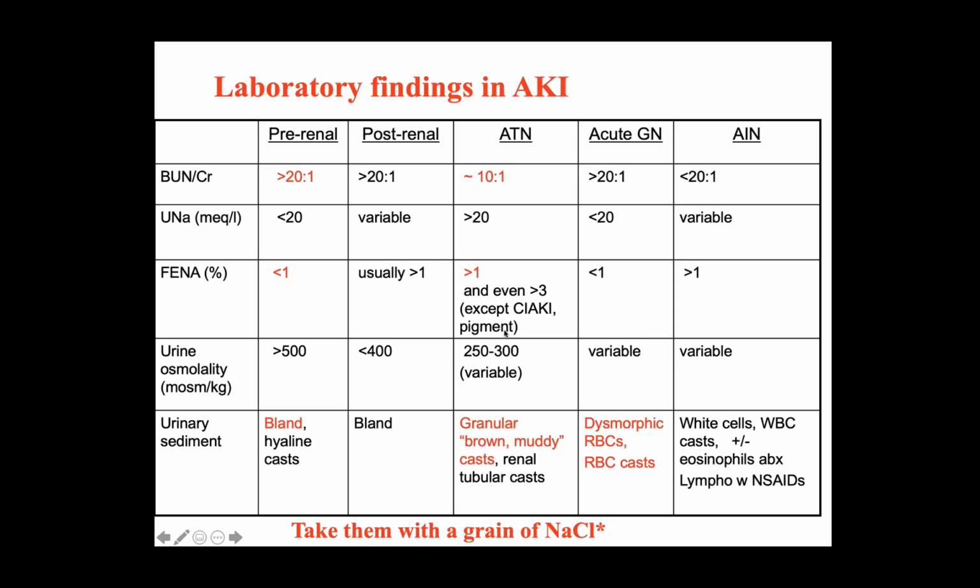With ATN, again, the BUN to creatinine ratio, they say is 10:1. Urine sodium is more than 20, FeNa is more than 1. Urine osmolality is 250 to 300. And what you see is your classic muddy brown casts. Acute GN, again, your BUN to creatinine ratio is more than 20. FeNa can be less than 1 or more than 1, it is variable. Urine osmolality as well. And you'll see dysmorphic RBCs and RBC casts. And in the AIN, you'll see white cells, WBC casts, eosinophils, again, may or may not. So do not send urine eosinophils if you're suspecting AIN.